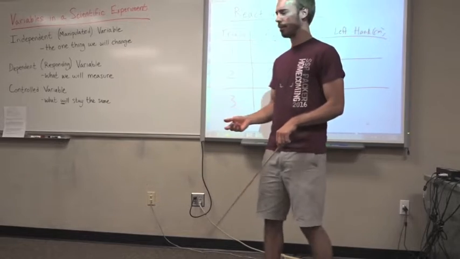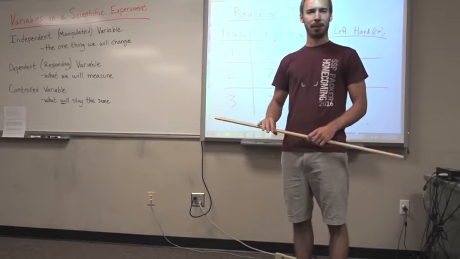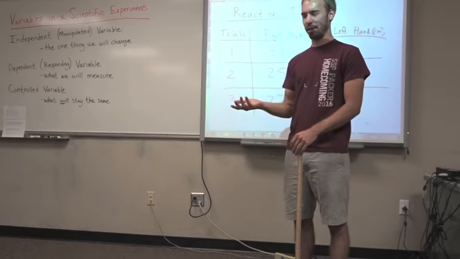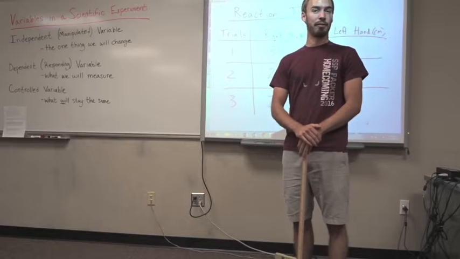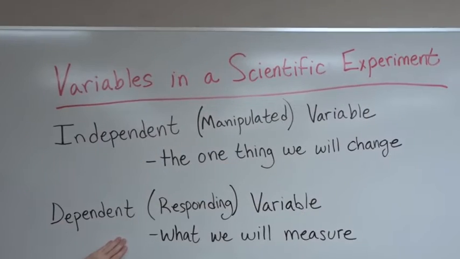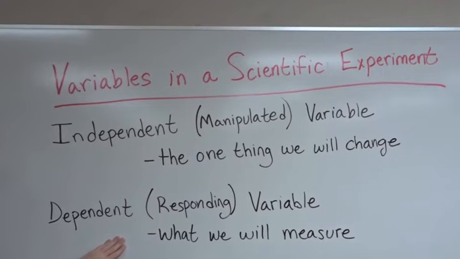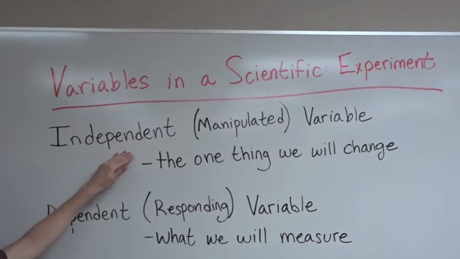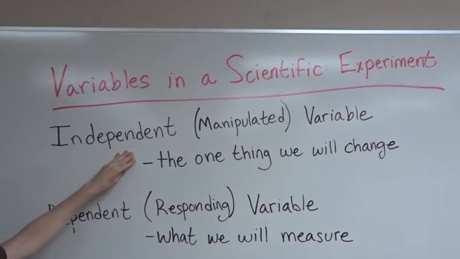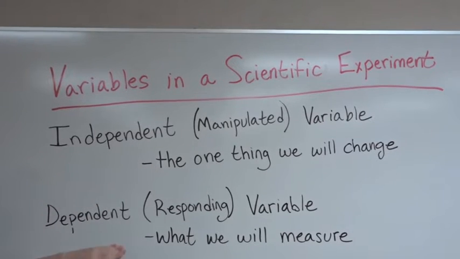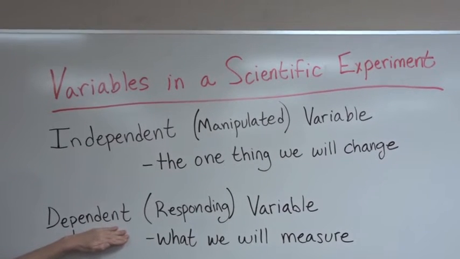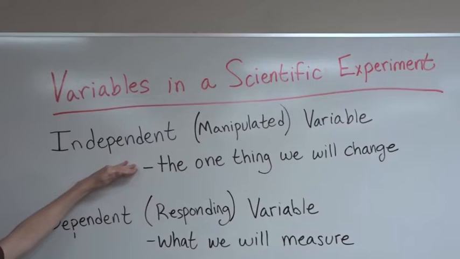The data I'm writing down is called the dependent variable. The dependent variable is also known as the responding variable. A dependent variable is what you measure during an experiment. The dependent variable is also affected by the independent variable. One trick to remember is that the dependent variable depends on the independent variable. In this case, the distance the meter stick falls, the dependent variable, depends on which hand Mr. Erickson uses to catch the stick, the independent variable.